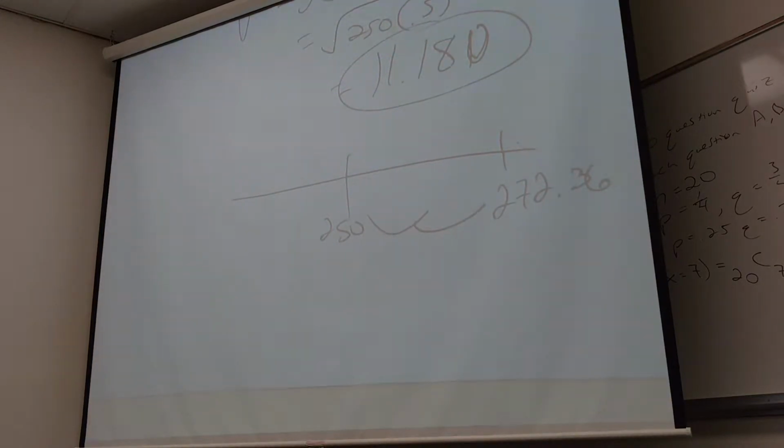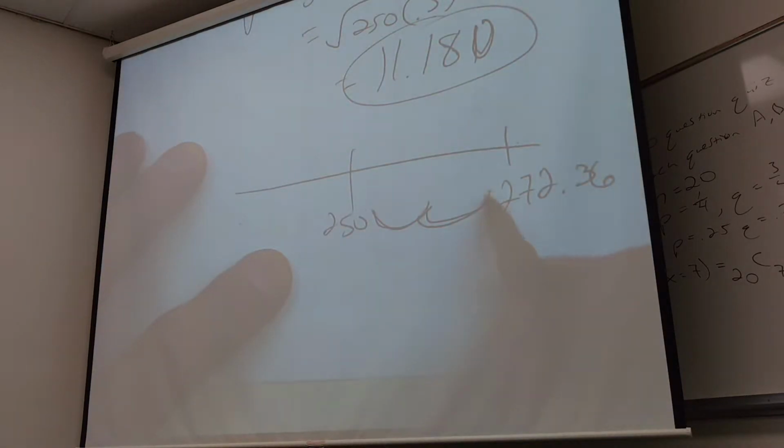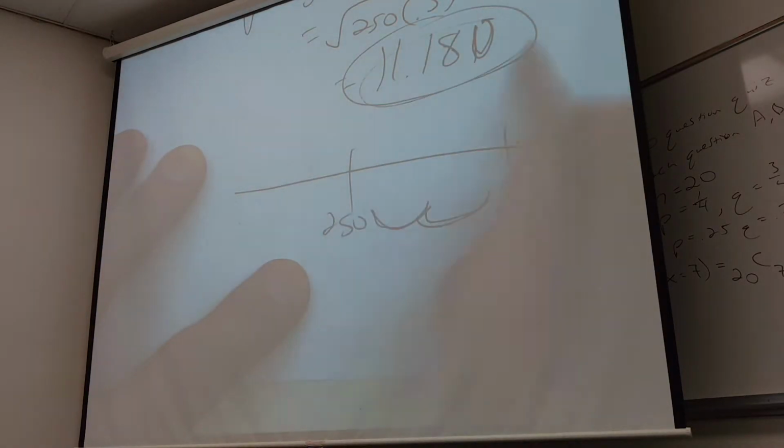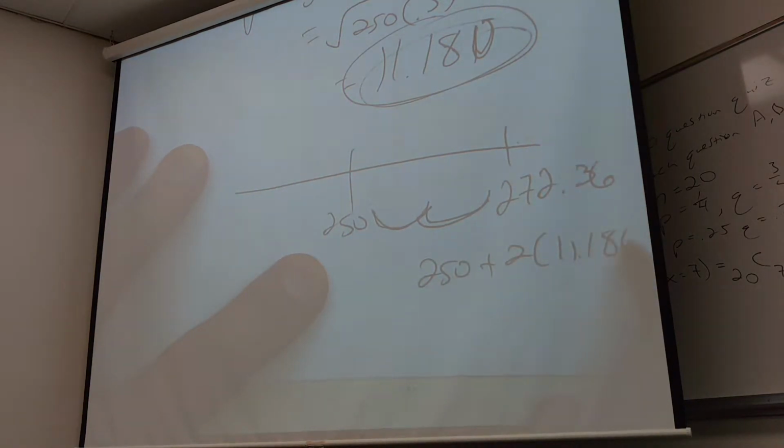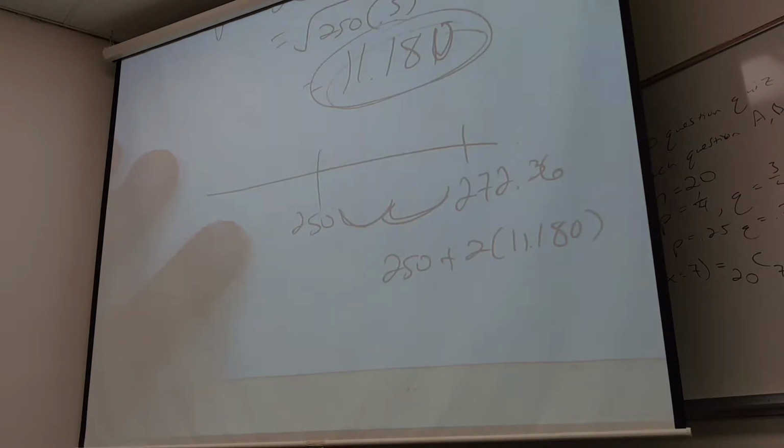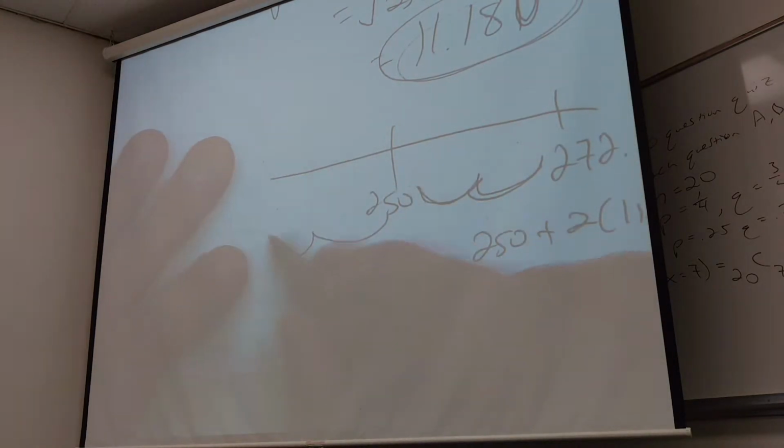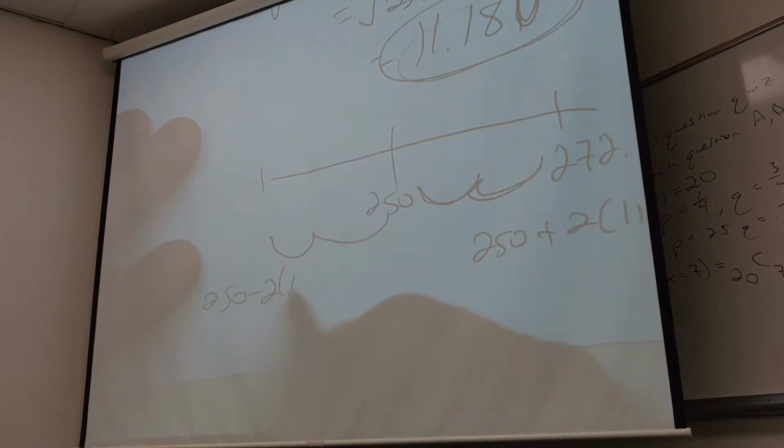Does everybody see where that number came from? I started at 250 and I took 2 steps up. And how big is each step? This big. So I did 250 plus 2 of these. And then if I go down, it'll be 250 minus 2 of these. What do you get?